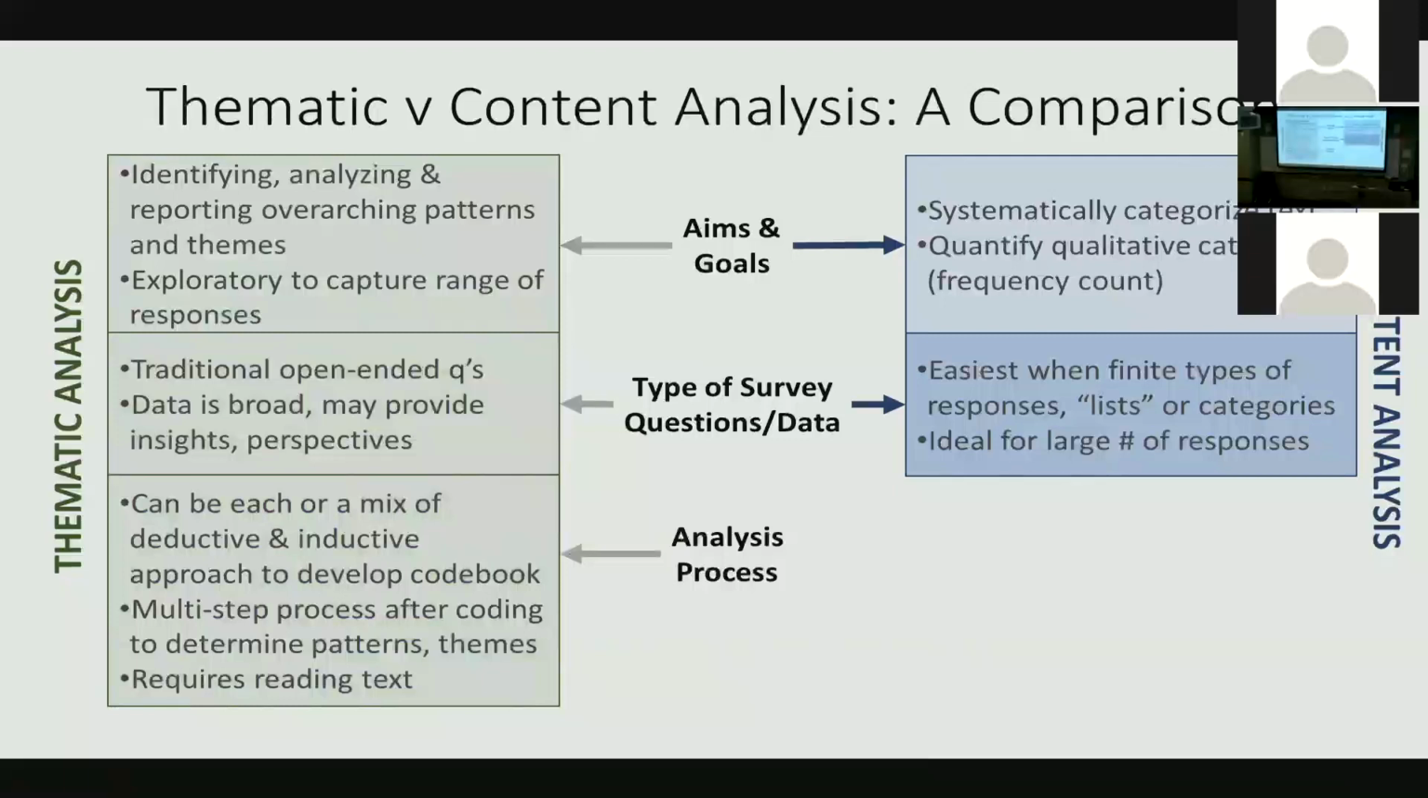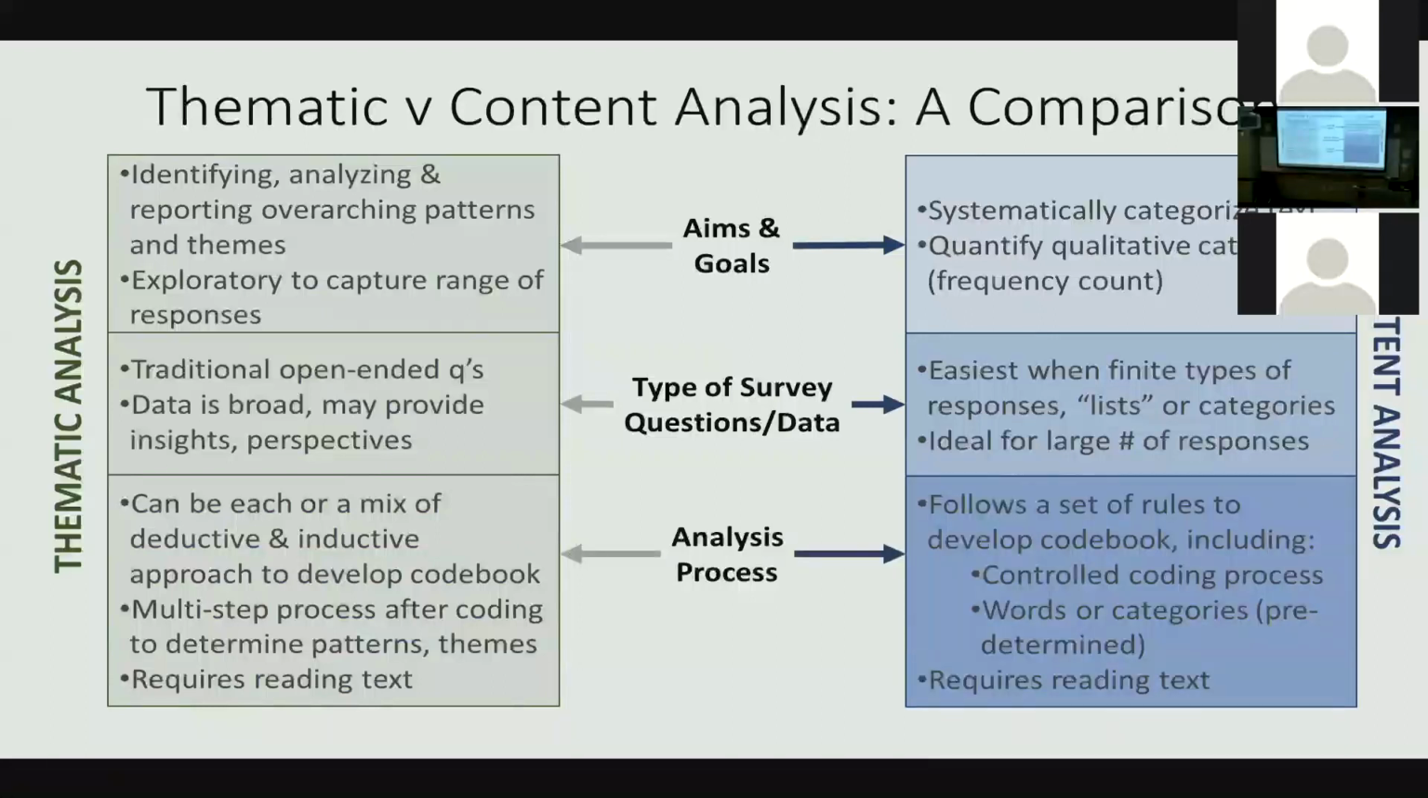If you have 1,000 responses, doing a thematic analysis on 1,000 responses might be really challenging and time intensive. You might want to start your process doing a content analysis and see how certain ideas map out in terms of frequency of presence or absence. And then in the analytic process, you basically follow a set of rules to develop the code book. You might have a controlled coding process, and your words and categories might be predefined before you start the official coding process itself. This also requires reading text, all right?